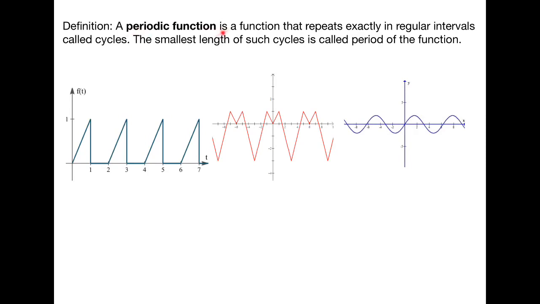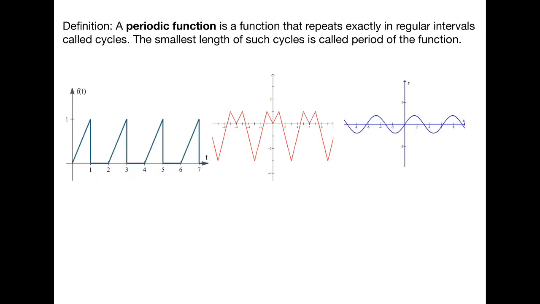A periodic function is a function that repeats exactly in regular intervals, called cycles. The smallest length of such cycles is called the period of the function. So it is a function whose values are repeating on regular intervals. The function takes on the same values on exactly the same intervals that we call cycles in this case. Here I gave you three examples of periodic functions for you to see.